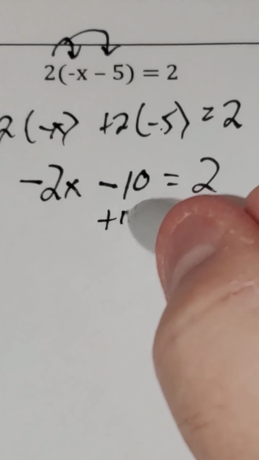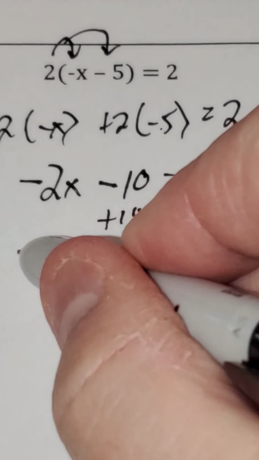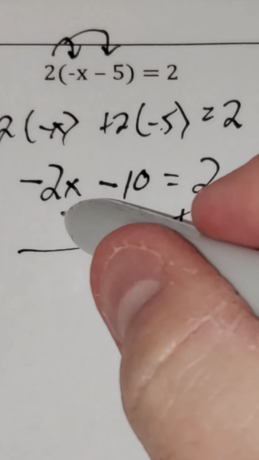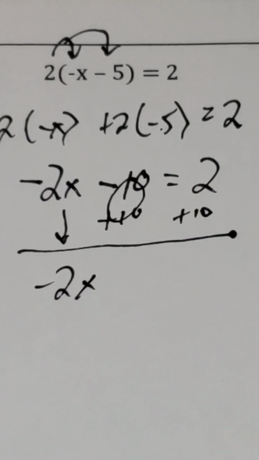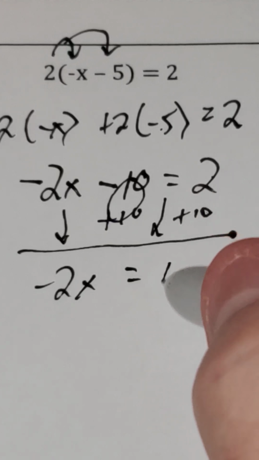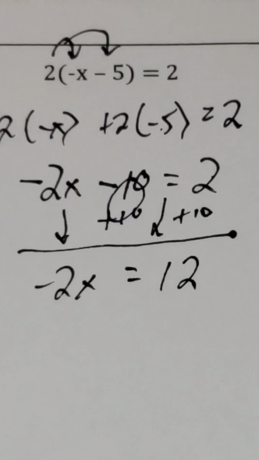The 10 can be moved to the other side if we just add 10 to both sides. I bring down my negative 2x. 10 minus 10 is 0. I bring down my equal sign. 2 plus 10 is 12.